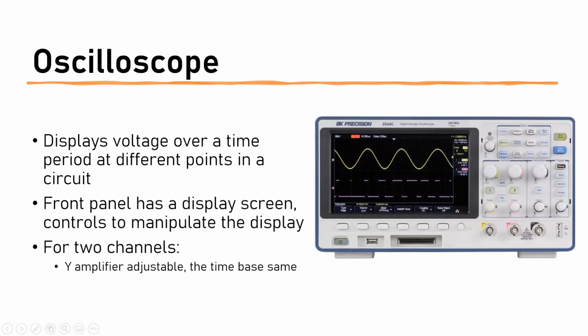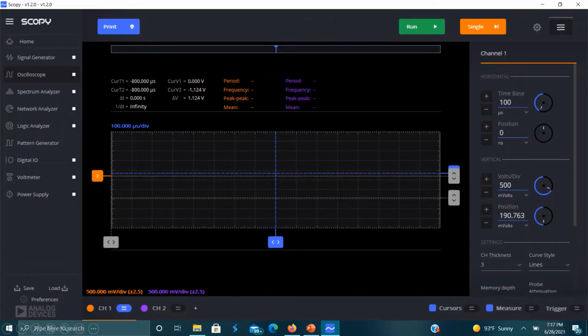An oscilloscope is a piece of electronic test equipment that displays voltage over a time period at different points in a circuit. The oscilloscope displays this information in the form of a grid with time in terms of unit per division on the horizontal axis, and voltage in terms of volts per division on the vertical axis. It typically has more than one input channel, which is true for the M2K as well.